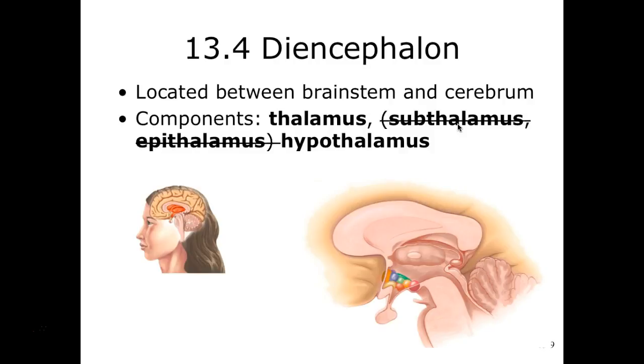Our diencephalon is going to sit between our brainstem and the cerebrum, so it's really this middle portion of our brain. It does contain the thalamus, subthalamus, epithalamus, and hypothalamus. We're just going to focus on the thalamus here and the hypothalamus.